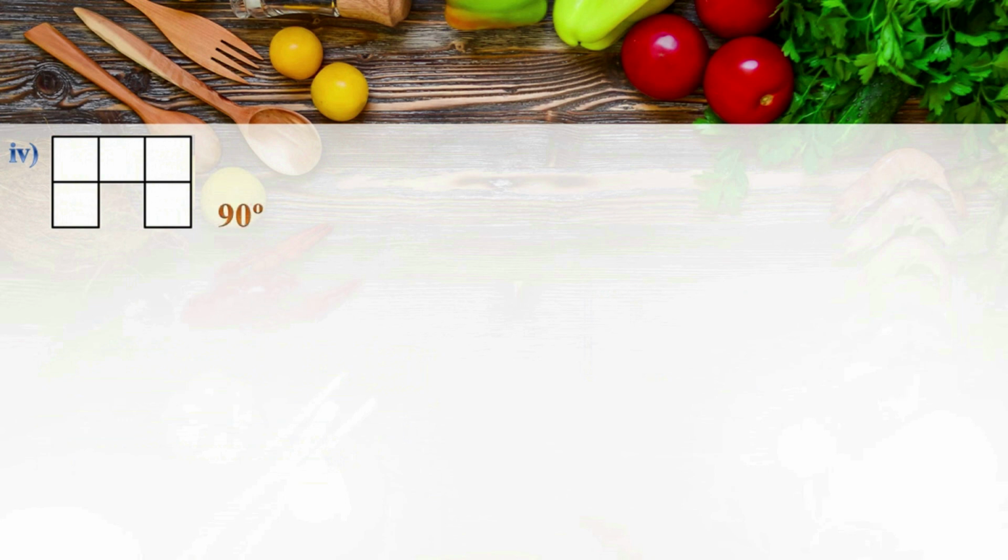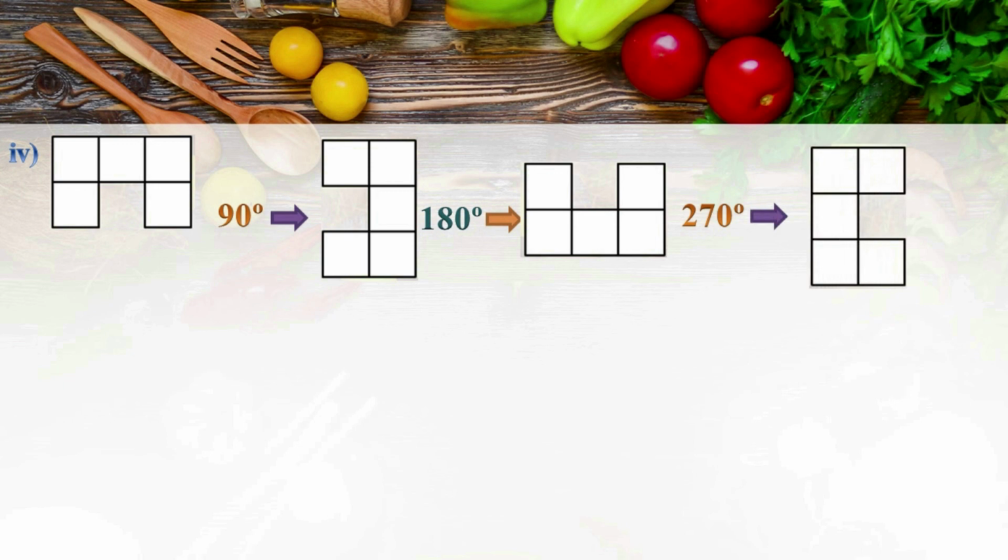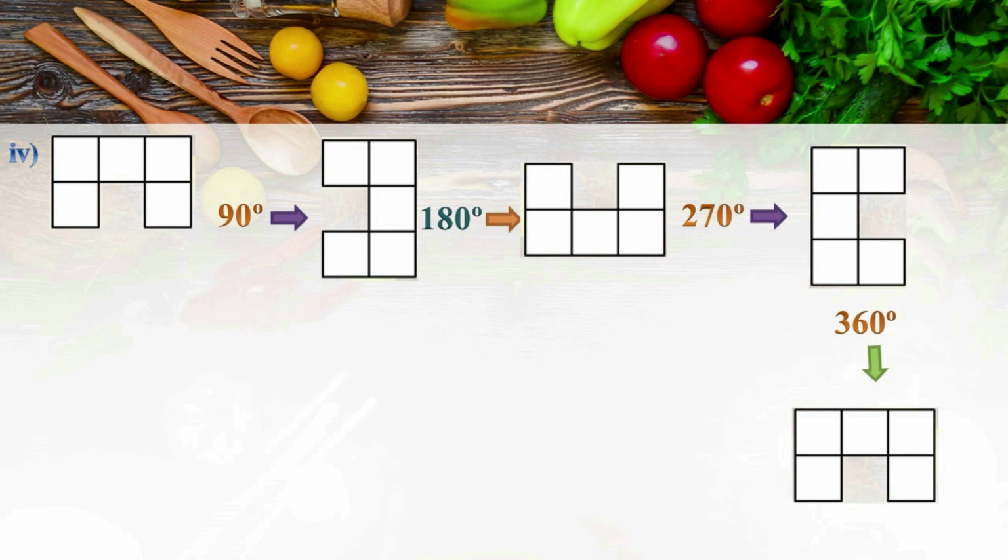Fourth one, the given shape is a pentomino. When we rotate it to 90 degree, we get the shape like this. The pentomino does not match with the original one. So, I am rotating it to 180 degree. We get like this. Again, we did not get the original shape. Therefore, again I am rotating it to 270 degree. This shape does not match with the original one. Again I am rotating it to 360 degree. As we got the original shape.